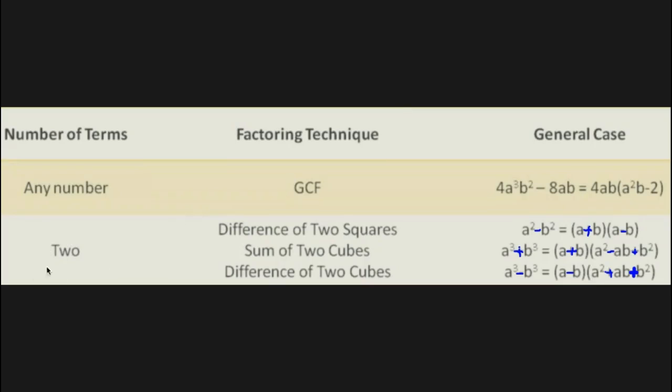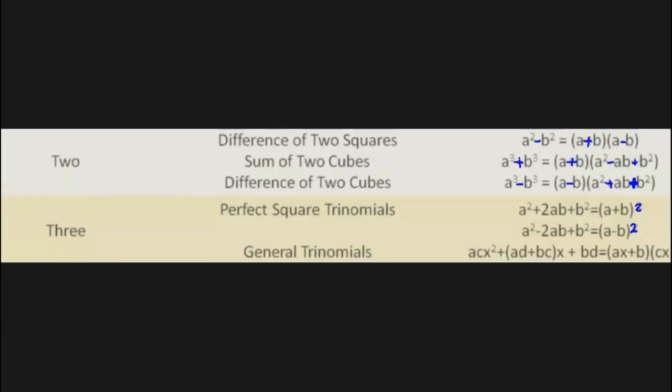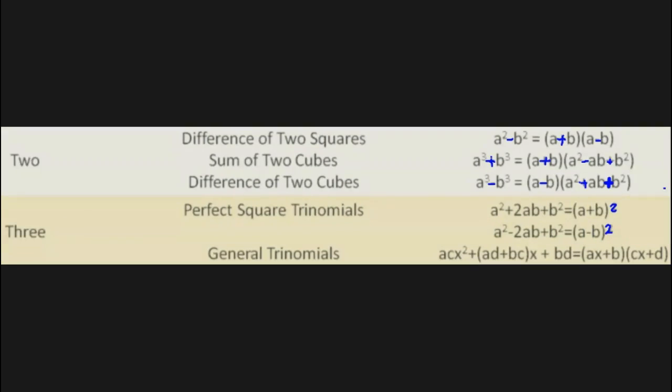So those are the cases we're looking for if we have 2 terms. If we have 3 terms, then we're looking for our old cases, which are a perfect square trinomial. A perfect square trinomial is when you have 3 terms with a perfect square at the beginning, a perfect square at the end, and the middle term is 2 times a times b. And that always factors as a plus b quantity squared.